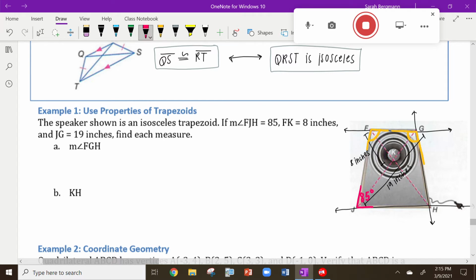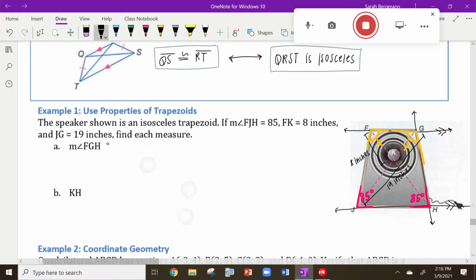And I also know that these two base angles, J and H, would also be congruent, so this would also be 85. So let's call my missing ones x to make it easier. Since this is a quadrilateral, I still know that the total sum of the interior angles is 360 degrees. Another way to look at this is that I know that these are parallel lines, so I know the consecutive interior angles have to add up to 180.